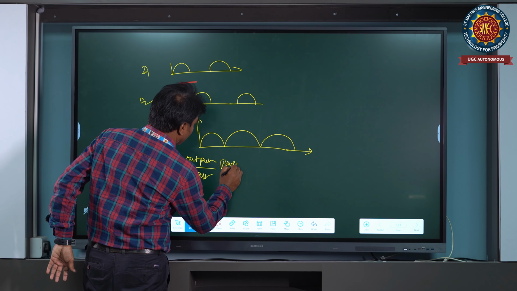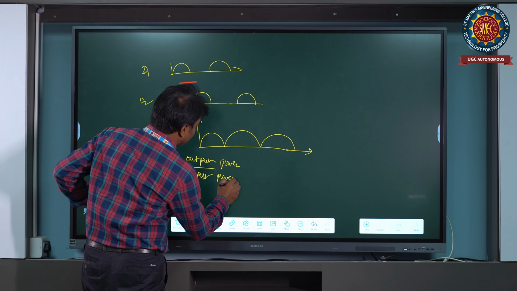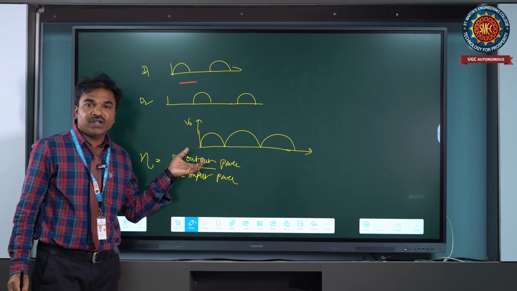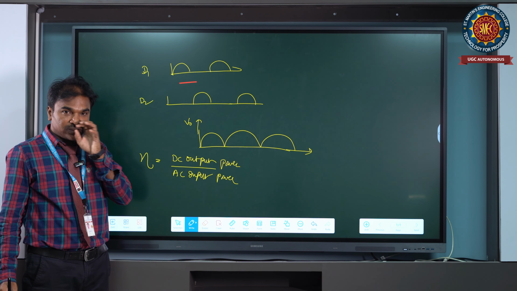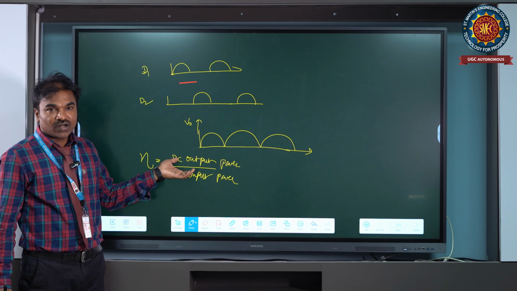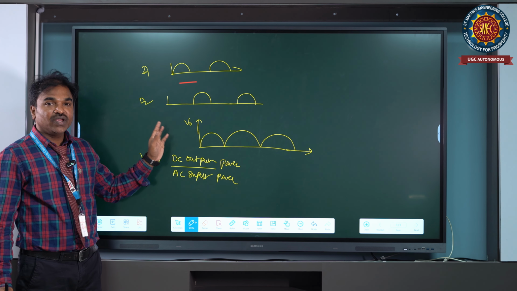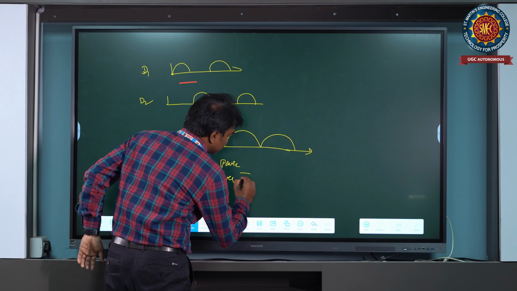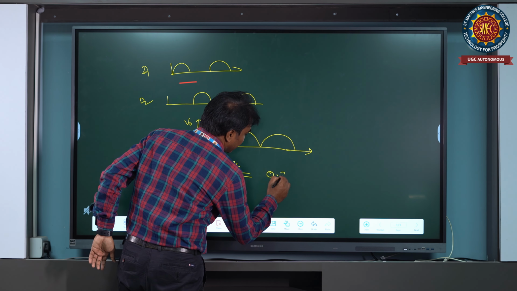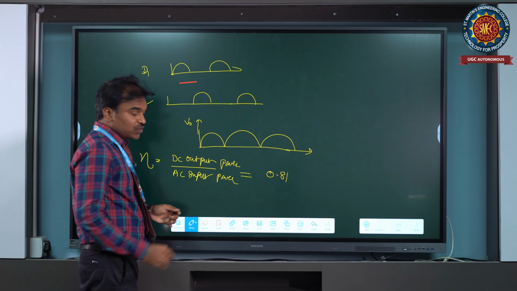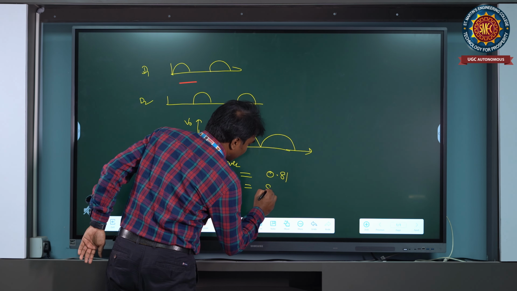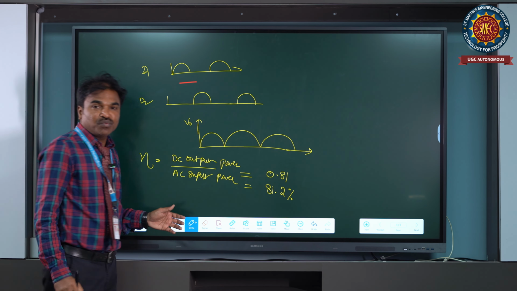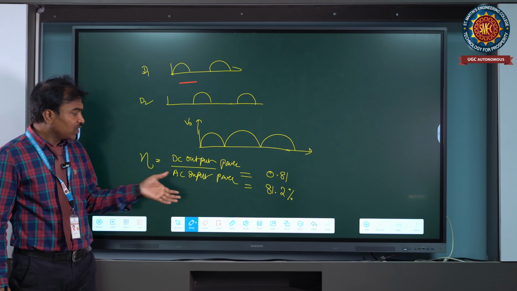The efficiency is the DC output power over the AC input power. DC output power means PDC, which is VDC into IDC, and IDC is VDC by RL. Whenever you substitute those values, the efficiency is 0.81. Converted into percentage, 81.2 percent of the AC input power is converted into DC. So this is the advantage.